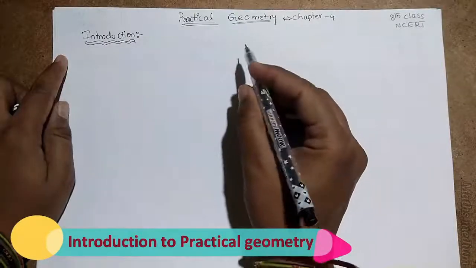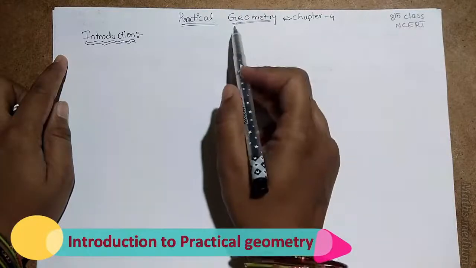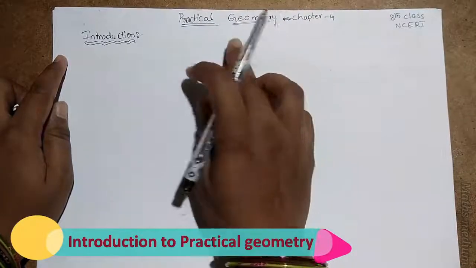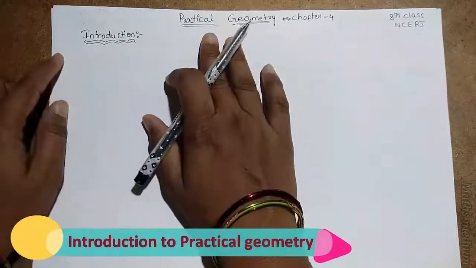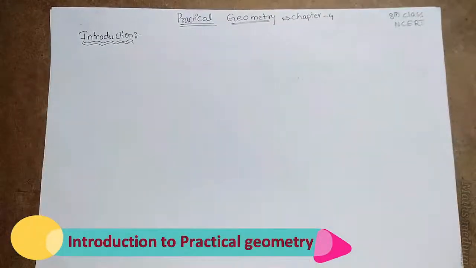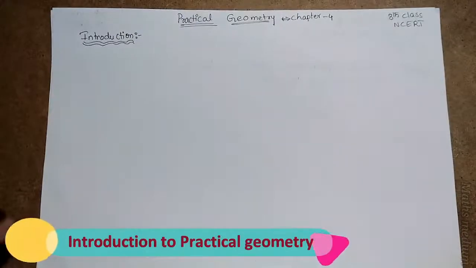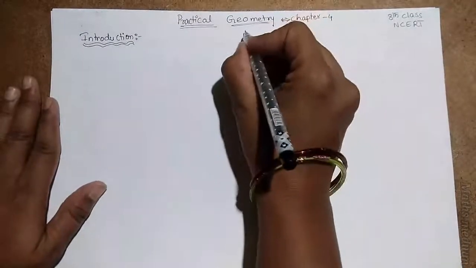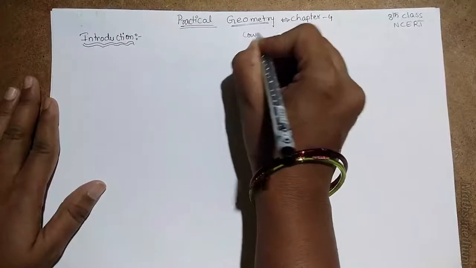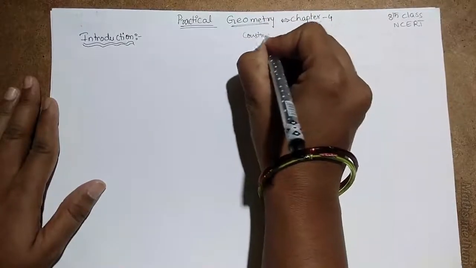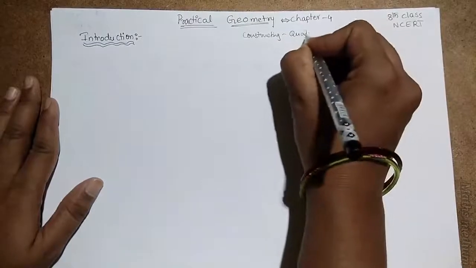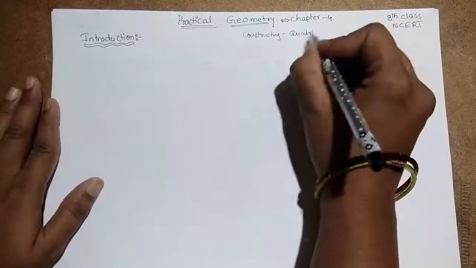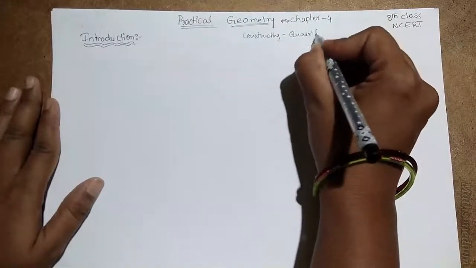In previous classes, 6th and 7th class, you already learnt about geometry. Here we are going to do practical geometry. Practical geometry is nothing but constructing geometrical figures. Especially in this chapter we are going to do constructing quadrilaterals, which we have studied in a previous chapter.